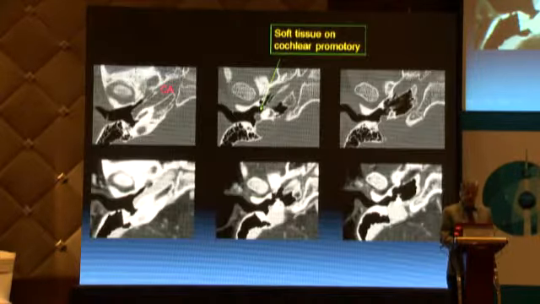And this is the same patient again, showing you the petrous ICA with the ICA sitting over the cochlear promontory. You can see the enhancing ICA on these enhanced images. And this is the jugular bulb over here.